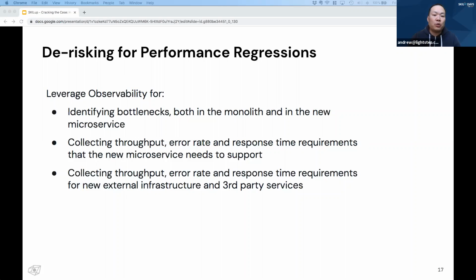So next, de-risking for performance regressions. Your observability tool will also help identify performance regression in your monolith and your new microservice by collecting the golden signals of response times, error rates, and throughput. This allows you to ensure proper performance of your services, giving you confidence that you are fulfilling your API contract to your upstream services. It also allows you to collect the same telemetry for your downstream service and external third-party calls, thereby allowing you to hold them accountable for their service contracts.